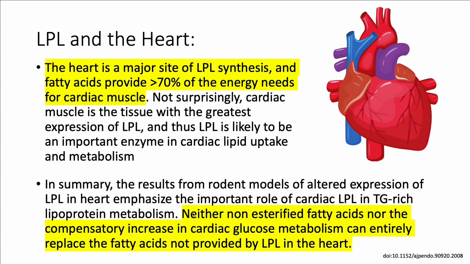Note this last sentence here. Neither non-esterified fatty acids, the free fatty acids, nor the compensatory increase in cardiac glucose metabolism can entirely replace the fatty acids not provided by LPL in the heart. To put it plainly, your heart doesn't just love fatty acids. Your heart loves fatty acids it's hydrolyzing off of lipoproteins in particular.